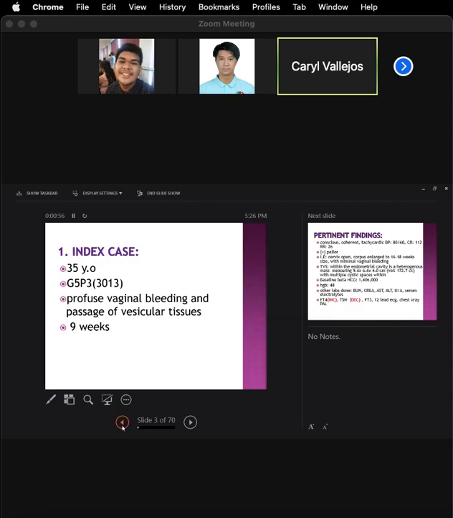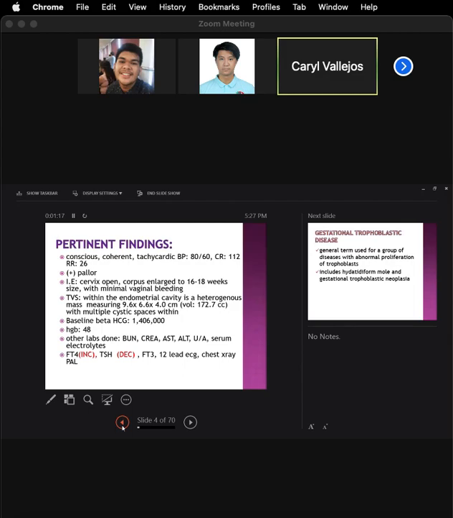So we have an index case, a 35-year-old gravida 5 para 3, 3013, who came in due to profuse vaginal bleeding and passage of vesicular tissues. She was admitted at 9 weeks age of gestation. For the pertinent findings, the patient is conscious, coherent, tachycardic, with a BP of 80/60, cardiac rate of 112, respiratory rate around 26, noticeable pallor.